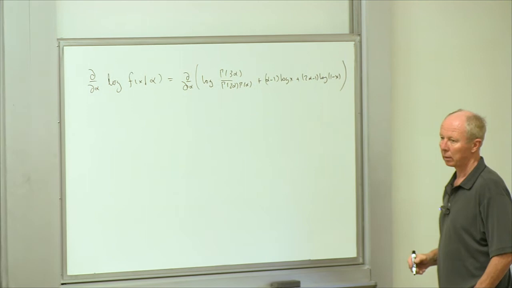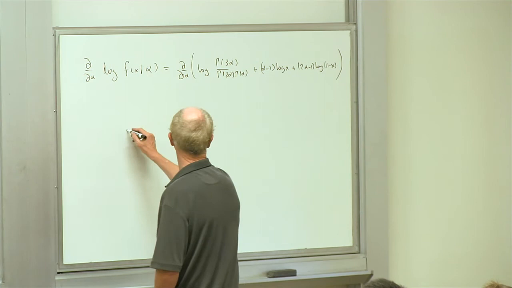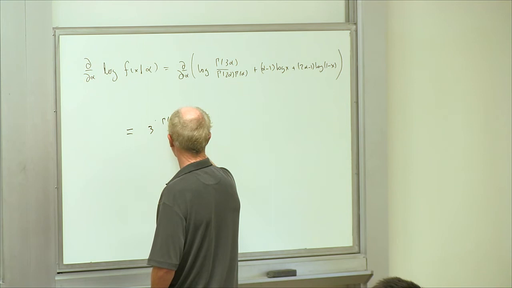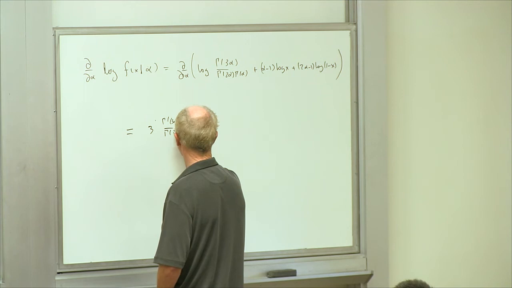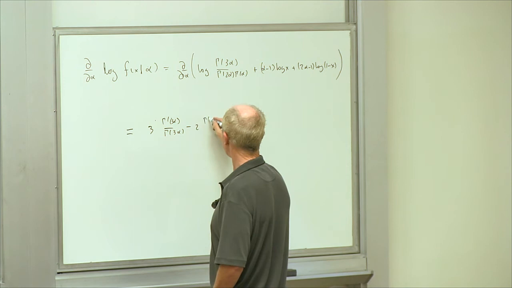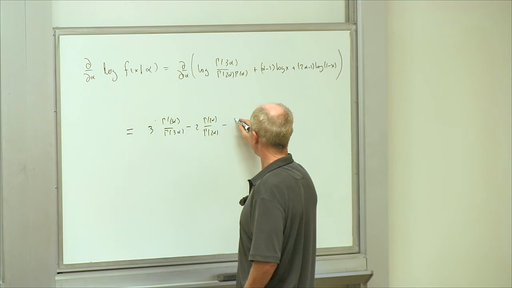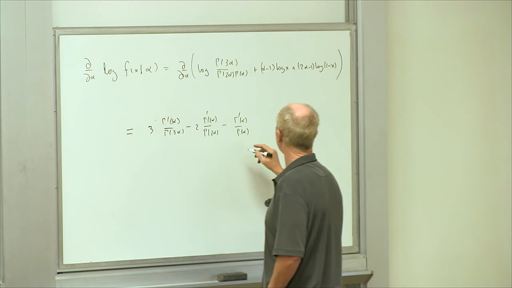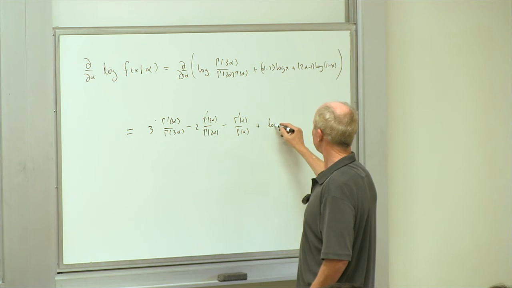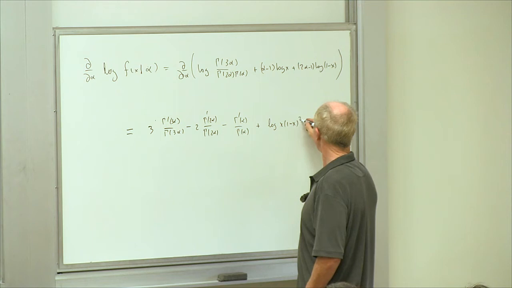Actually, I think we did that already, right? So we get 3 gamma prime of 3 alpha over gamma of 3 alpha, minus 2 gamma prime of 2 alpha over gamma of 2 alpha, minus gamma prime of alpha over gamma of alpha, plus log of x(1 minus x) squared.